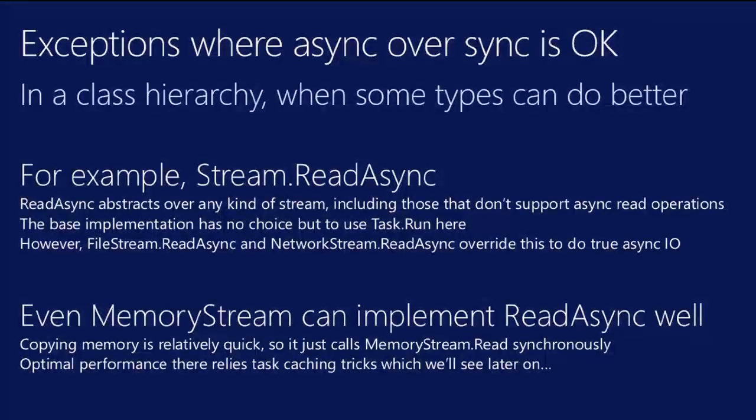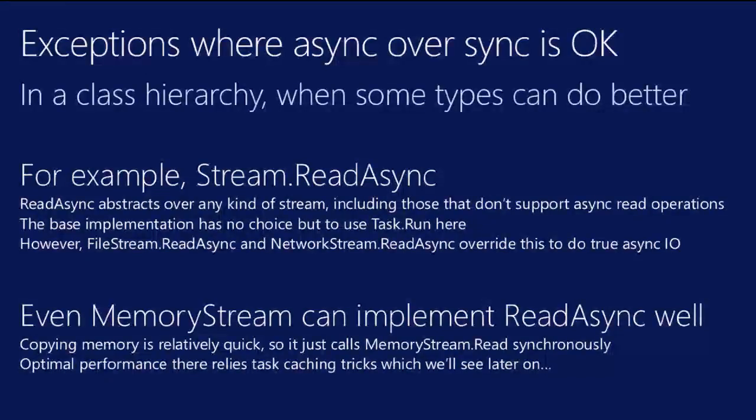The one other core place where async over sync is OK is in a class hierarchy. In the framework, we have Stream.ReadAsync. This was introduced in .NET 4.5. Stream.ReadAsync is an abstract method on that base Stream type, and so other streams can override it. And in fact, they do. NetworkStream and FileStream override that, and they provide good implementations to go do asynchronous I/O.